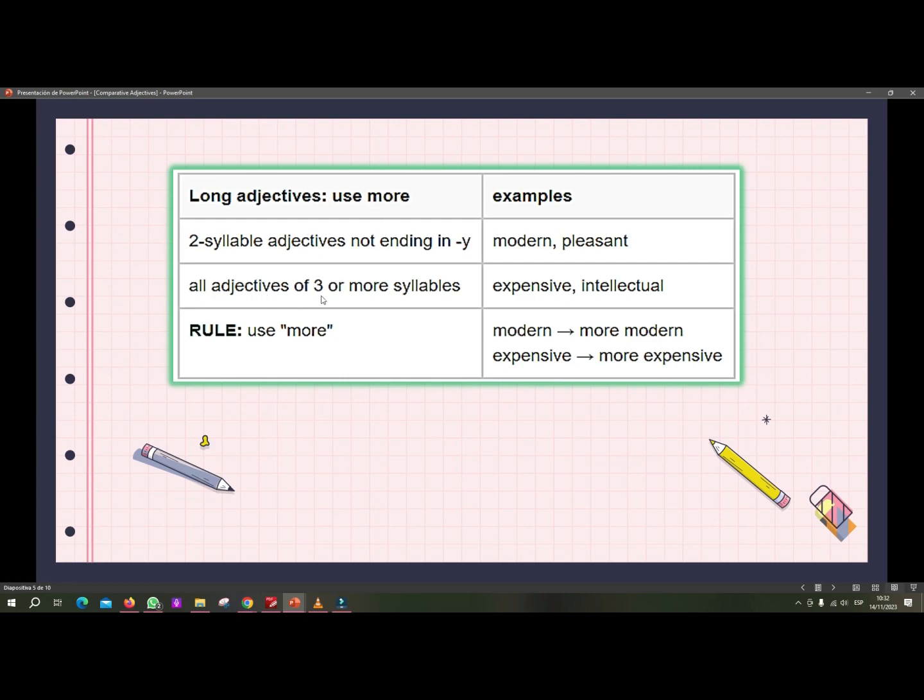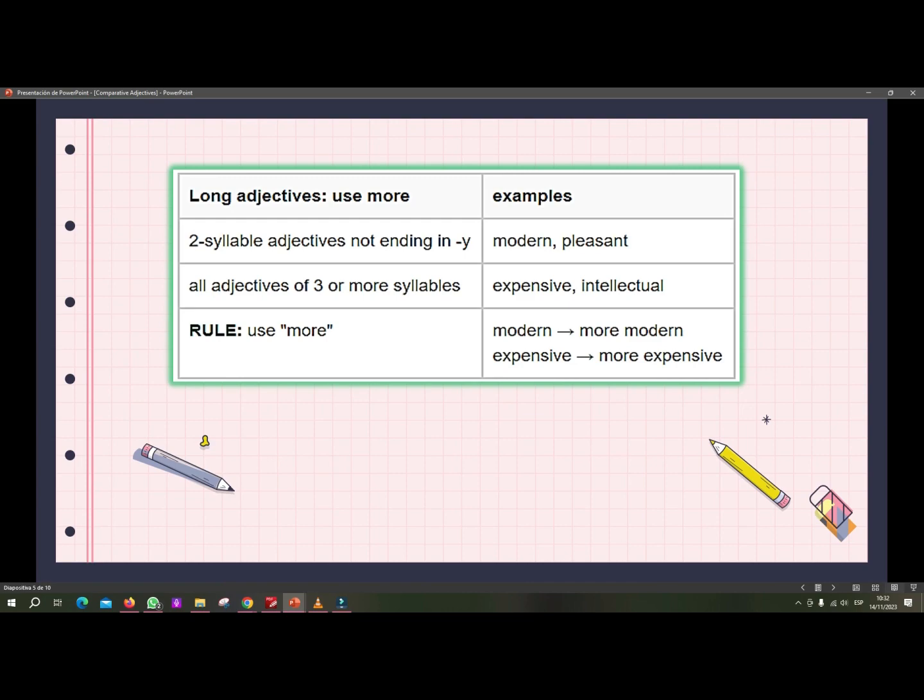All adjectives with 3 or more syllables. Expensive, right? There you have 3 syllables, right? Also, intellectual, right? Si usted tiene más de 3 sílabas, en el adjetivo, usted simplemente le va a agregar la palabra more. Use more. Modern, more modern.